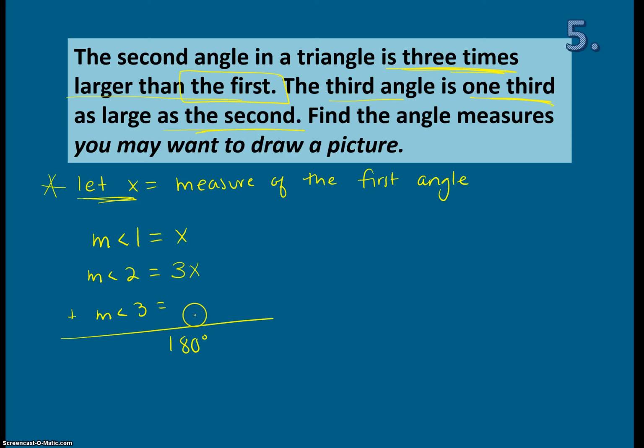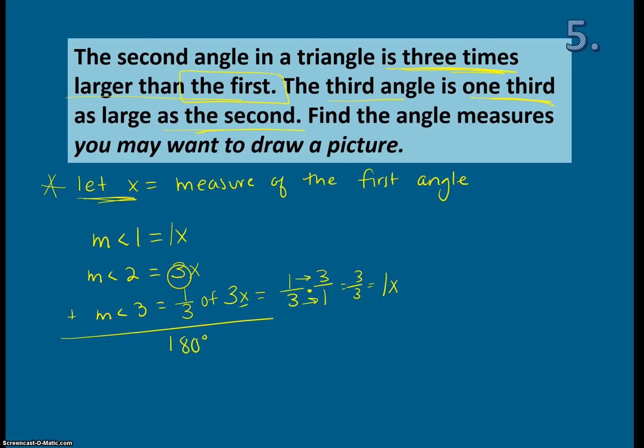The measure of angle 3 is 1/3 of the second. So 1/3 of 3x, 3x because it's the second. Well, 1/3 of 3. Of means times. And I can write 3 as a fraction by putting it over 1. So this is equal to 3/3, which is the same as 1, and then I multiply by x, so 1x. Well, that's the same as the first one.